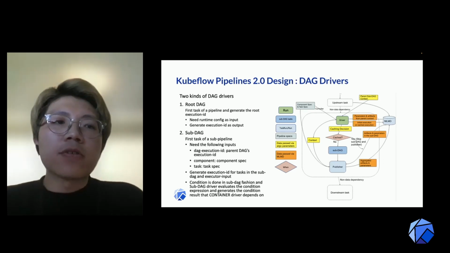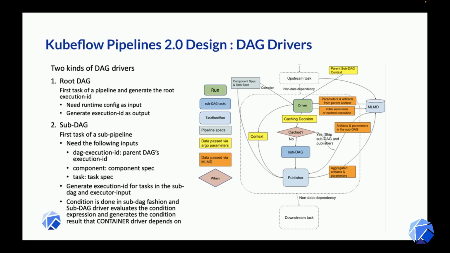So on a very high level, Kubeflow Pipelines 2.0 is designed with this TensorFlow Extended driver and publisher mechanism. The driver has two parts. One, whenever you create a pipeline, it is represented as a DAG, a directed acyclic graph. And in the DAG drivers, there are two kinds of DAG driver. One is the root DAG driver, which represents the whole pipeline run itself.